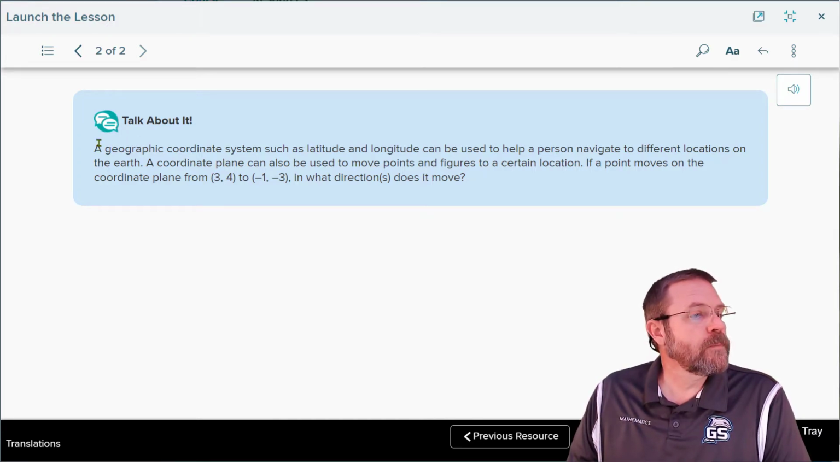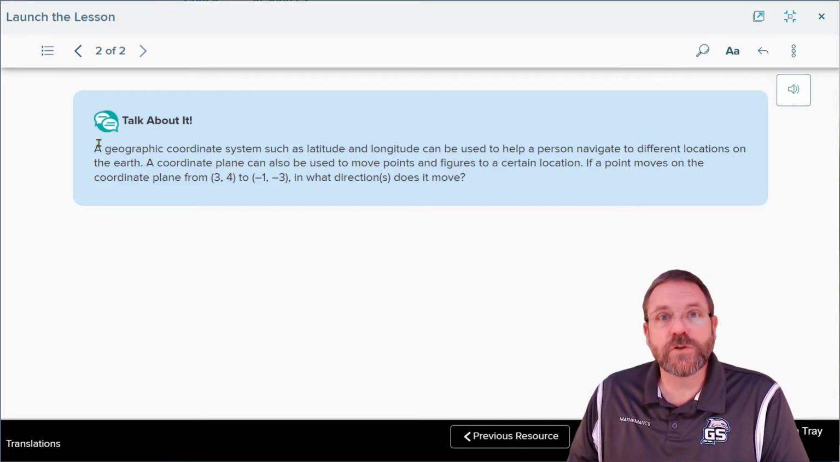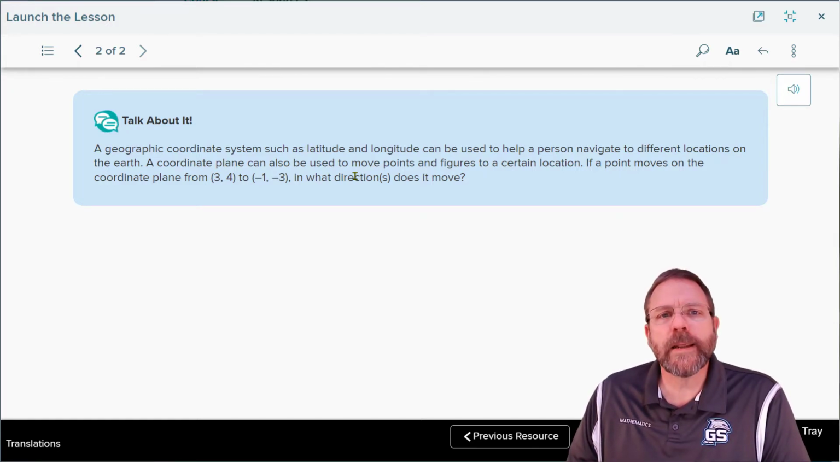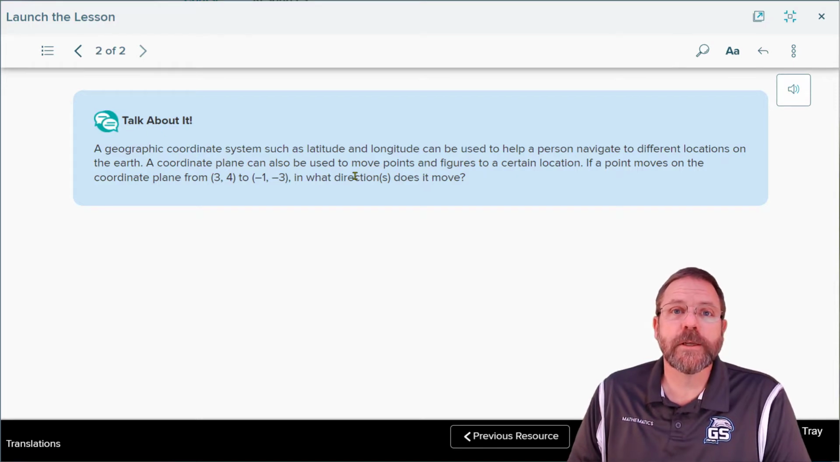The coordinate plane can also be used when moving points and figures to a certain location. If the point moved on the coordinate plane from point (3, 4) to point (-1, 3), in what direction does it move? These are some of the things we're going to be looking at as we study translations today.